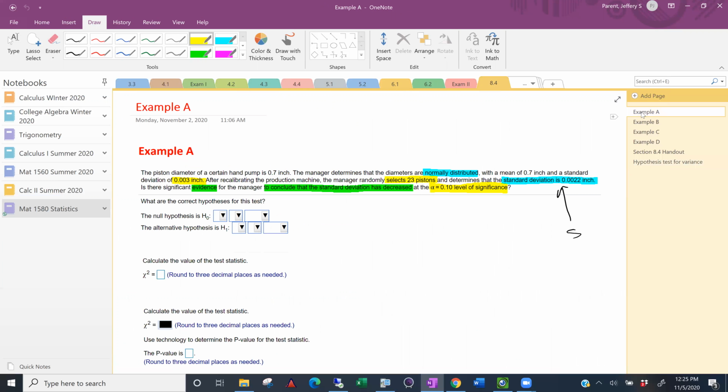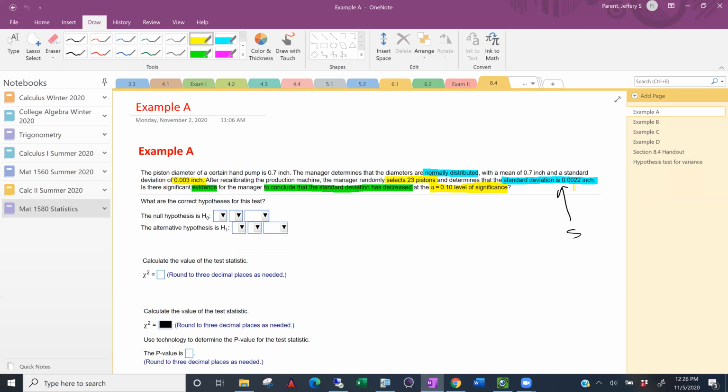So let's look at example A here. There's a lot going on with this one, and it might take you a minute or two to read through this and catch all that's going on in order to perform your hypothesis test. So the piston diameter of a certain hand pump is 0.7 inches. The manager determines that diameters are normally distributed with a mean of 0.7 inches and a standard deviation of 0.003 inches. After recalibrating the production machine, the manager randomly selects 23 pistons and determines that the standard deviation is 0.0022 inches. Is there significant evidence for the manager to conclude that the standard deviation has decreased at the 10% level of significance?